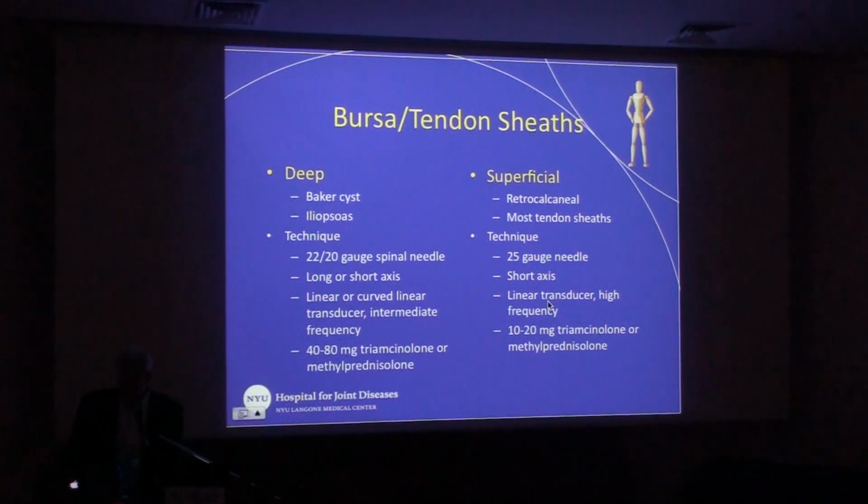And again, for the small structures, I'm going to use a 25 gauge needle and a short axis technique, whereas for the deeper structures, it can be somewhat more variable depending on the orientation and body habitus and so forth.